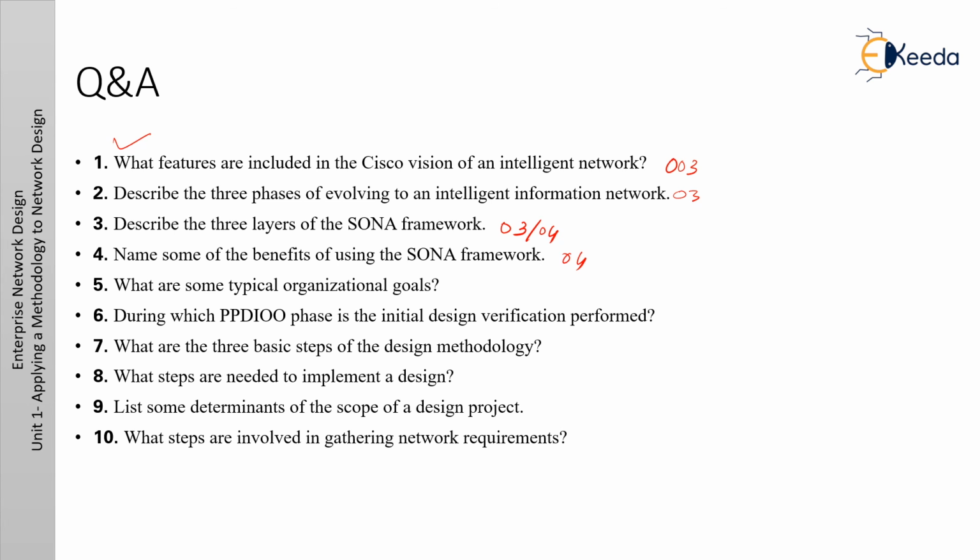4. What are some typical organizational goals? 5. During which PPDIOO phase is the initial design verification? So it is coming under SONA. What are the three basic steps in design methodology? See SONA. What steps are needed to implement a design? Again, see SONA. List some determinants of scope of design. Again, SONA. That is 4. What steps are involved in gathering network requirements? This is coming under 5 and 6.